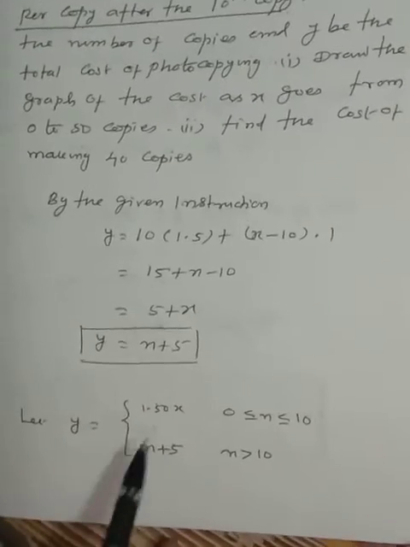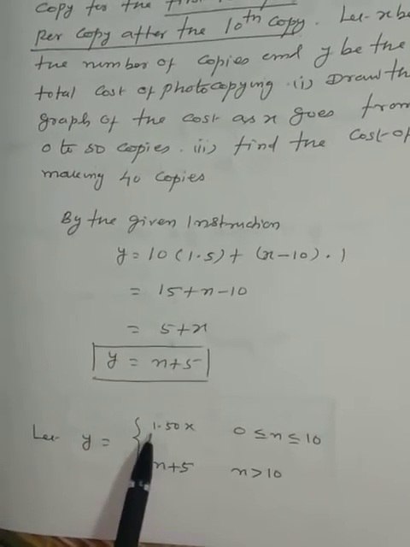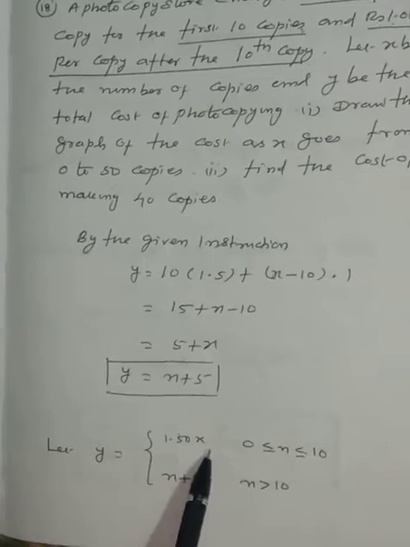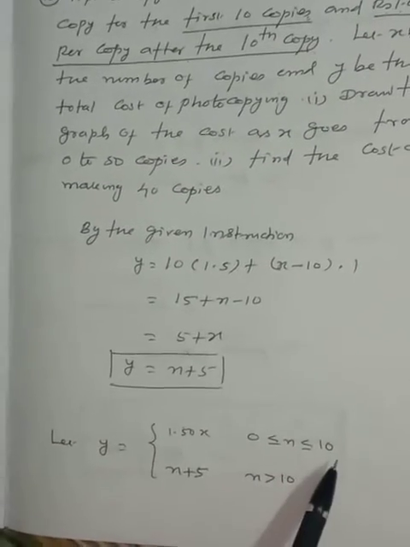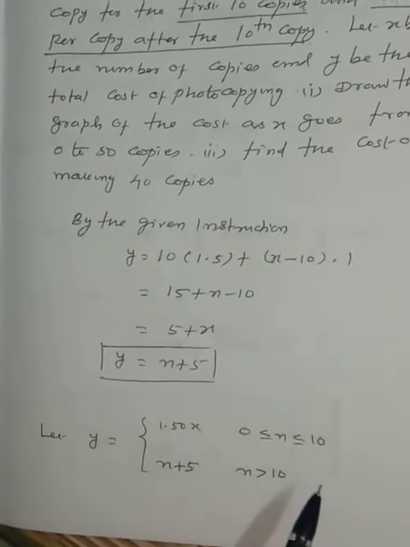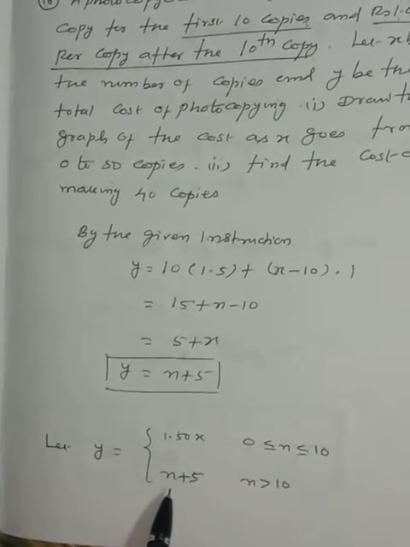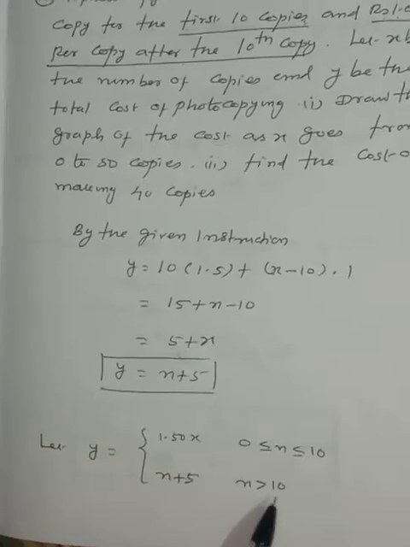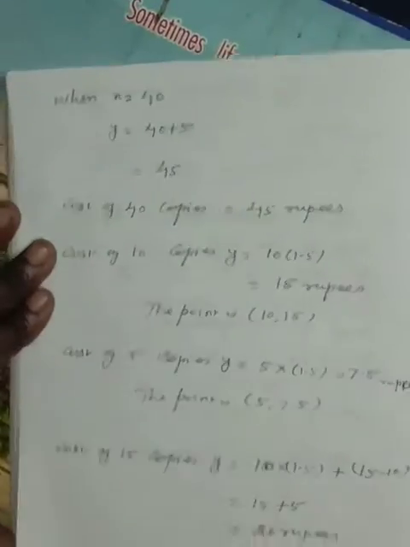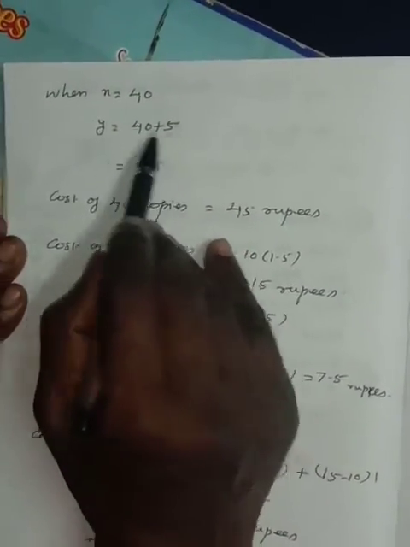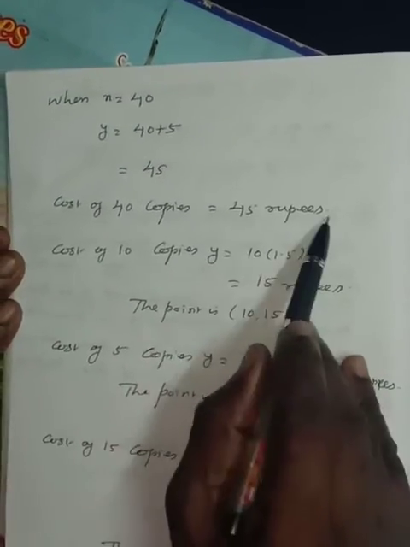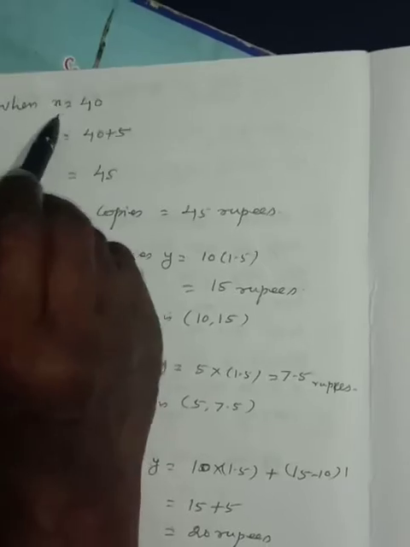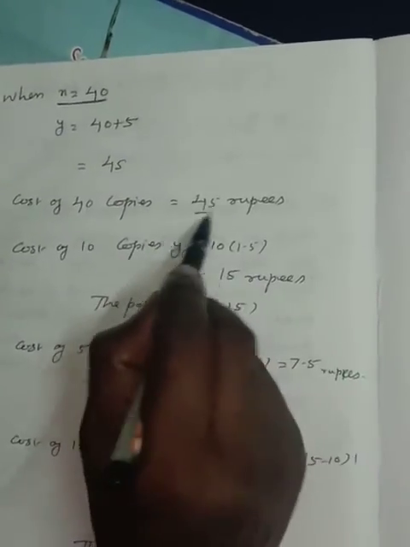So y is equal to 1.5x for 0 less than or equal to x less than or equal to 10, the first 10 copies. For the next copies, y is equal to x plus 5, where x is greater than 10. For x equal to 40, y is equal to 40 plus 5, which is 45. The cost of 40 copies is equal to 45 rupees.